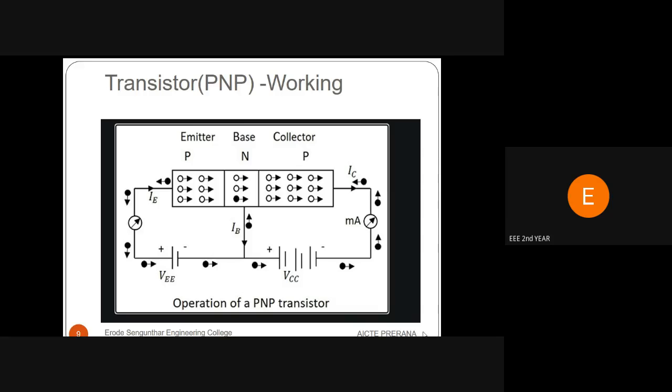The junction J2 is reverse biased, but the collector terminal is connected to the negative terminal of the battery. So it attracts the holes. This constitutes a current known as the collector current. So in a PNP transistor, the emitter current IE equals the base current IB plus the collector current IC.